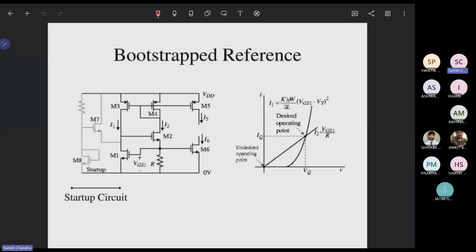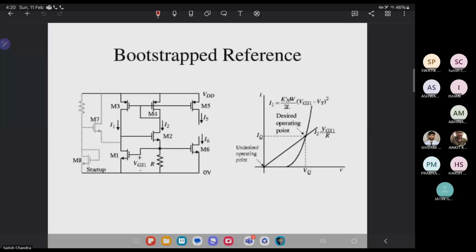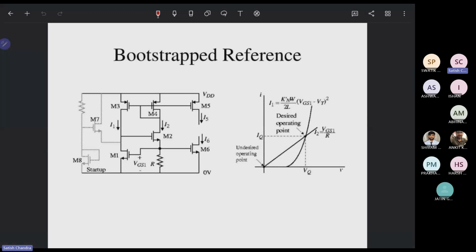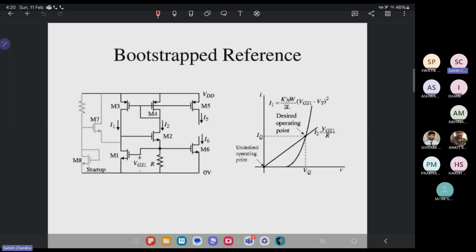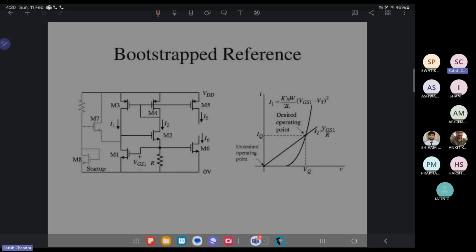Okay, that is all of the current and the voltage referencing part. Now comes to basically what is the op-amp. I'm going into that one.